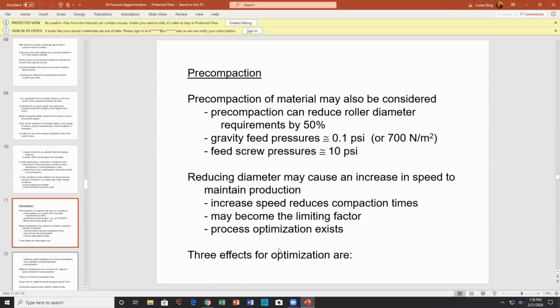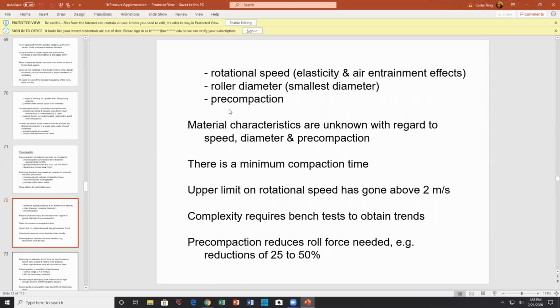Process optimization exists. 3 effects for optimization: roller speed, roller diameter, and pre-compaction. Air entrainment effects are handled by rotational speed. Particle characteristics are unknown with regard to speed, diameter, and pre-compaction. There is a minimum compaction time. Upper limit for rotational speed, 2 meters a second. Complexity requires batch tests to obtain trends. With pre-compression, roller force needed may see 25 to 50% reductions.